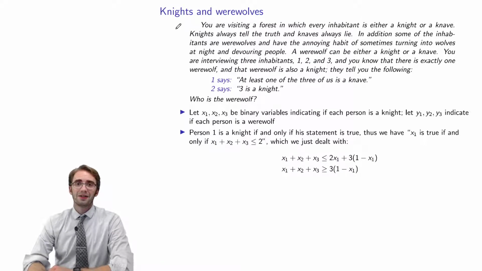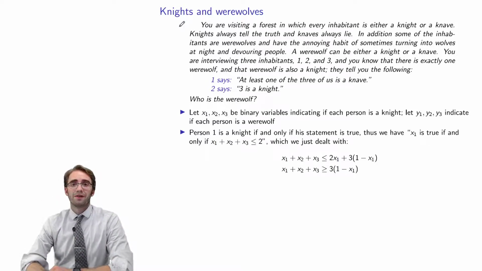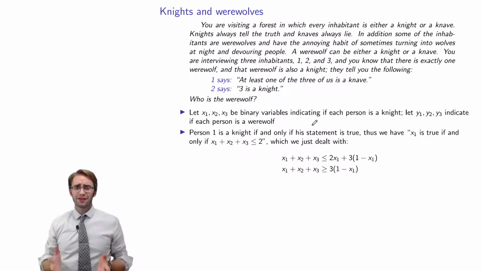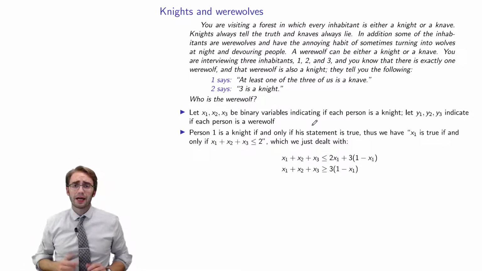All right, so it's a logic puzzle, and we're going to use CVX to solve it. We want to figure out who the werewolf is. One way we could do it is to let x1, x2, and x3 be the variables that indicate if each person is a knight, and we'll let y1, y2, y3 be the variables that indicate if they're a werewolf.